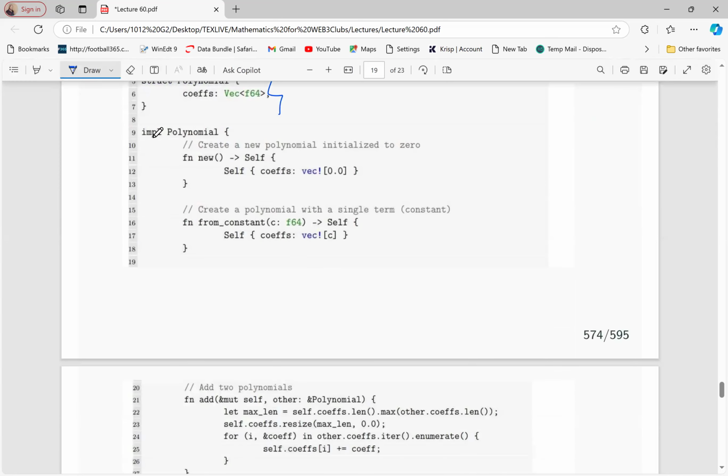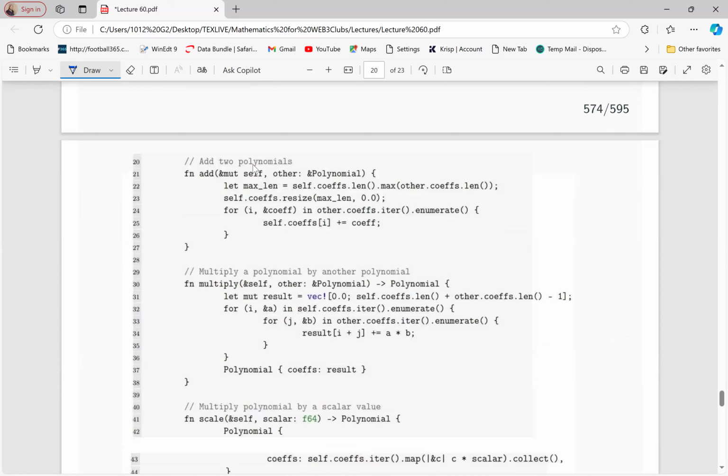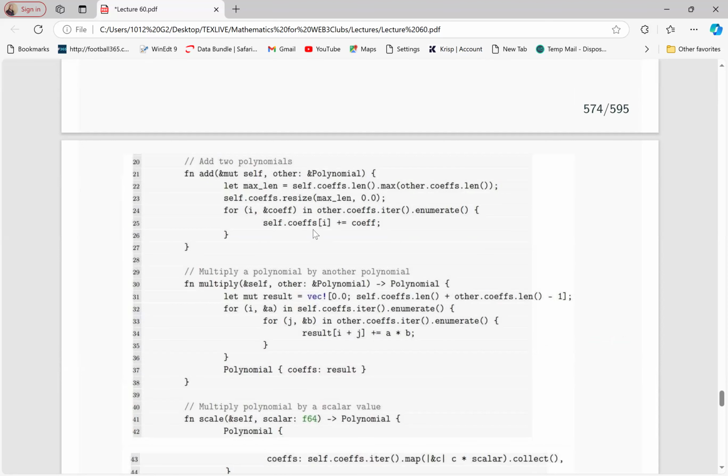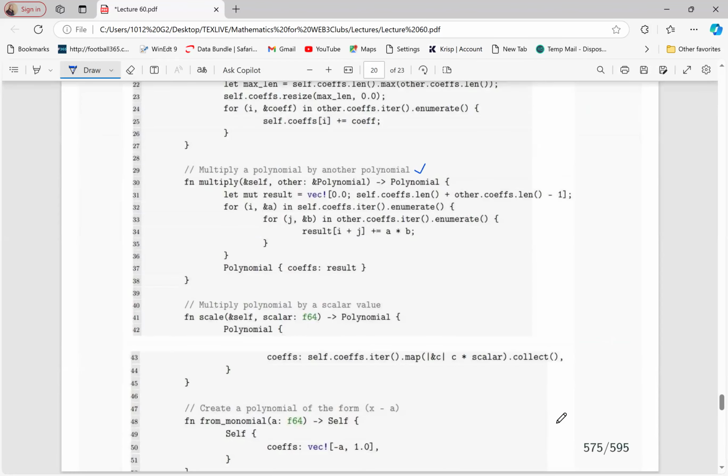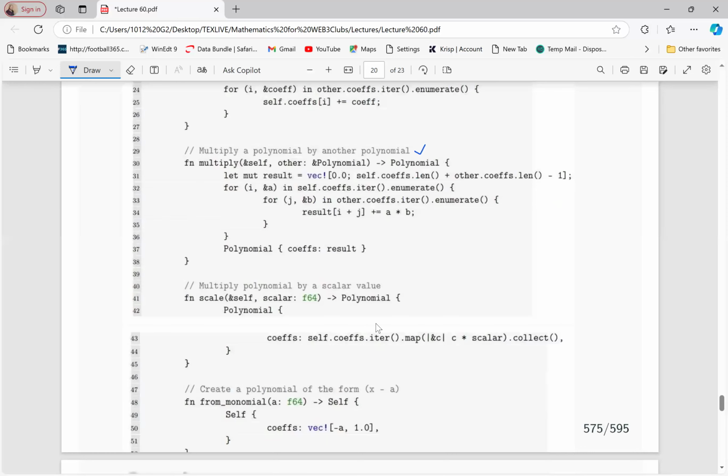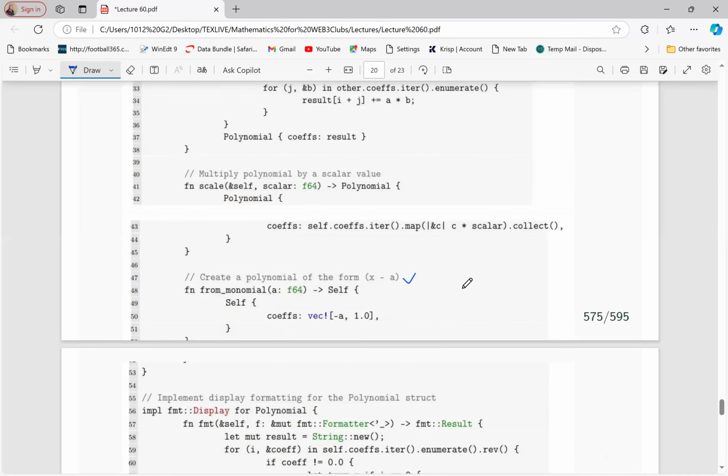Then here, implementing the polynomial, create a new polynomial. You initialize with 0. Then there's this, I've said you create a polynomial with a single term. And then there's one here to add two polynomials, that is after simplifying. Then multiply a polynomial by another polynomial. Then there's this, multiply a polynomial by a scalar. Then there's this, create a polynomial of the form x minus that.